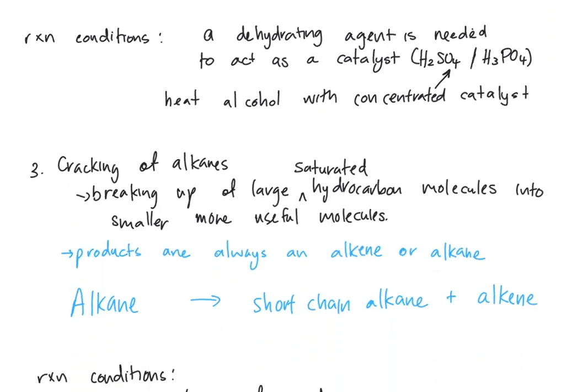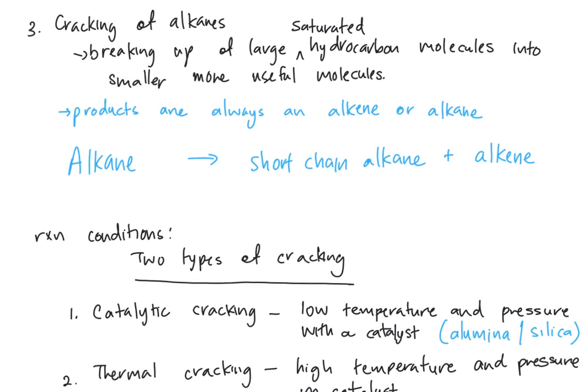And then the last thing we're looking at is cracking of alkanes. So number 3, what we do here is we break up a large saturated hydrocarbon. Saturated hydrocarbons, remember, are alkanes, into smaller, more useful molecules. So the products are always an alkene or an alkane. There's 2 types. So you start off with an alkane, and then you can get a short alkane and an alkene. So you must get smaller molecules out of it. It's not always just an alkene. It varies depending on what alkane they've given you.